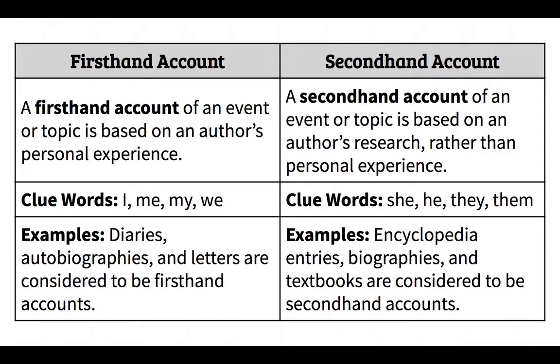A second-hand account of an event or topic is based on an author's research rather than personal experience. So for secondhand, this person was not there. Clue words include she, he, they, and them. Examples include encyclopedias, biographies, and textbooks.